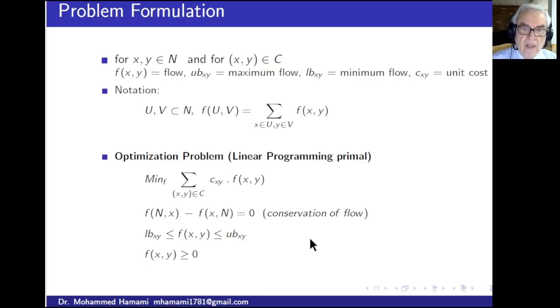So this is the minimal cost circulation problem. First of all, it's a linear programming problem, right? This function is linear, these constraints are linear, and so are these constraints. Everything is linear. And therefore, theoretically, we can use the simplex algorithm to solve this problem. But this problem has a special structure.